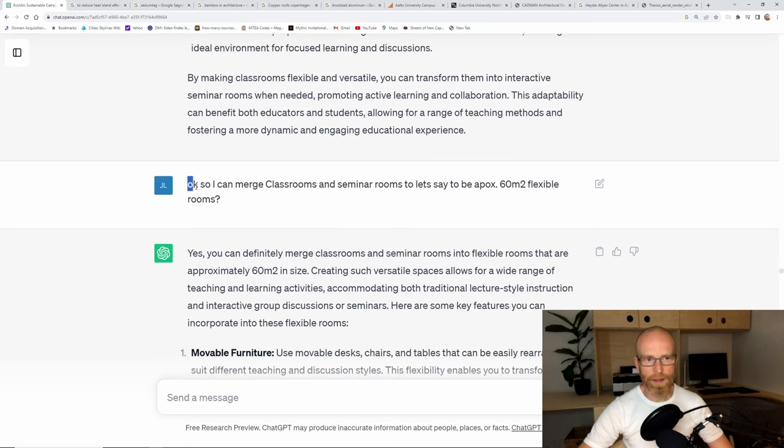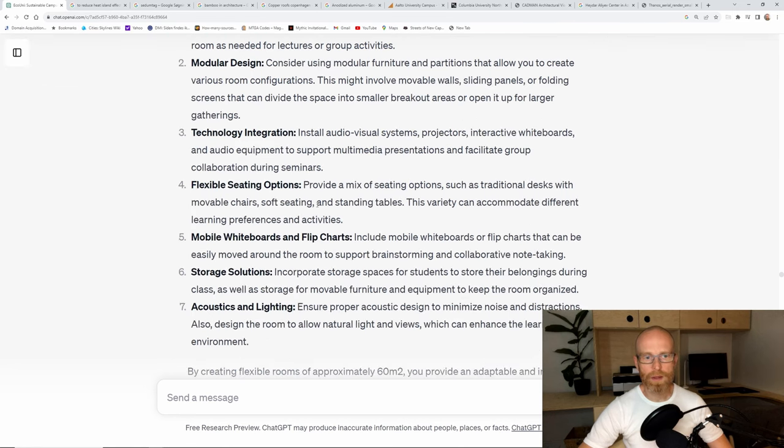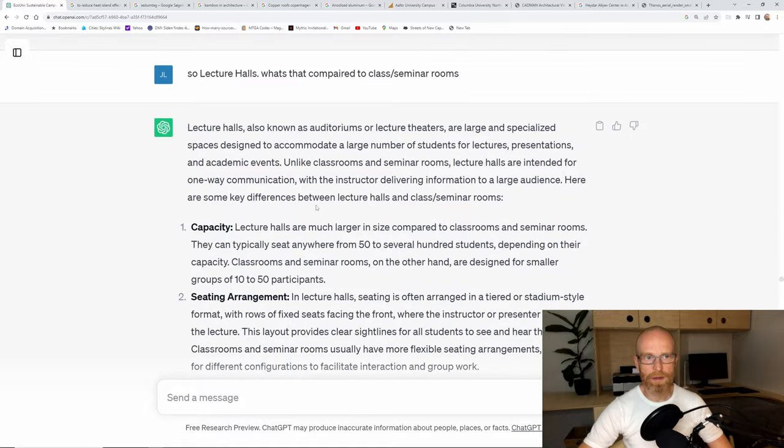Yeah, so here I asked ChatGPT, okay, so can I merge classrooms and seminar rooms? And let's say to be approximately 60 square meters of flexible rooms. And yes, you can definitely merge class and seminar rooms and so forth. So you can have this discussion also.